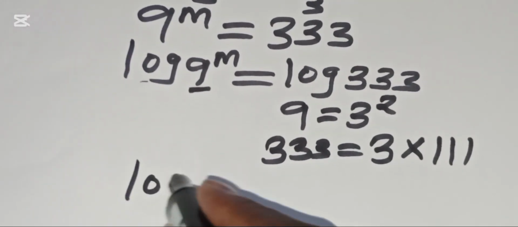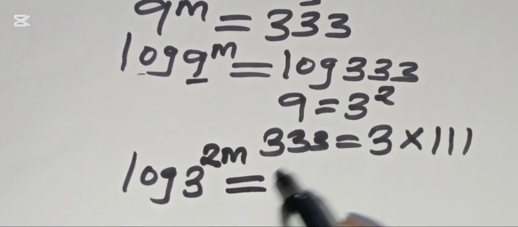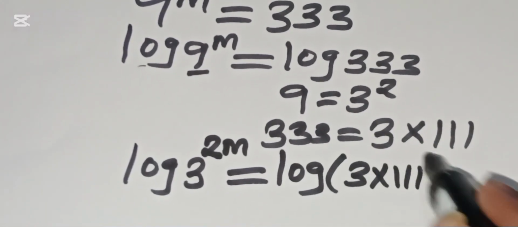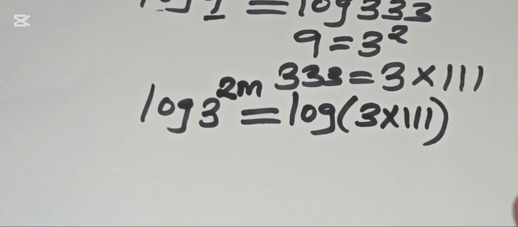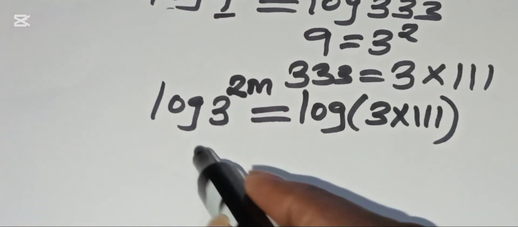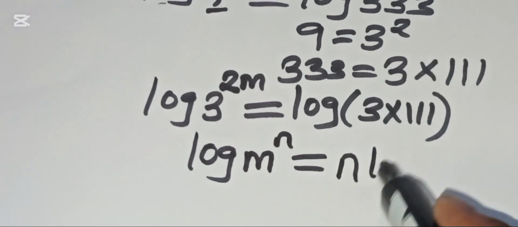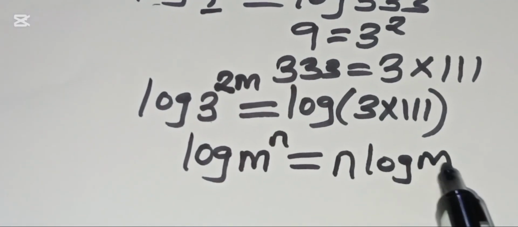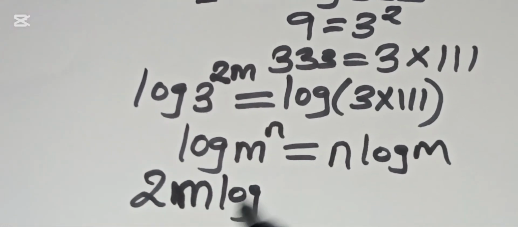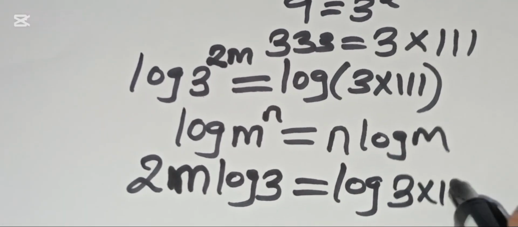We have log 3 raised to power 2m equal to log 3 multiplied by 111. On the left hand side, we have log 3 raised to power 2m, which is in the form of log m raised to power n, which you can express as n log m. If you apply this property, we have 2m log 3 equal to log 3 multiplied by 111.